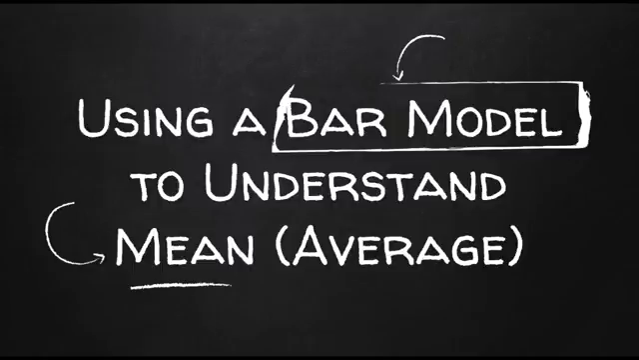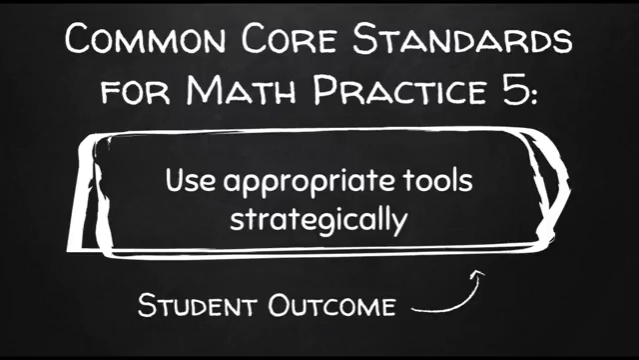Today we're going to look at using a bar model to understand mean or average of a number set. And the standard for math practice that we're going to use today is number 5, use appropriate tools strategically. A bar model is just a tool in the hands of a mathematician that they can use to help them understand and solve a mathematical concept, such as mean or average.